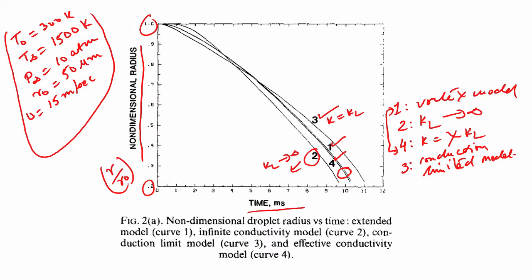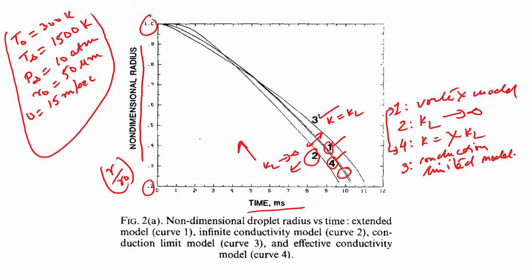So our convection or effective conductivity model has to fall somewhere in between these two limits. That makes physical sense. It cannot be anything else. It has to fall within the two limits, because one is predicting very high thermal conductivity. That means whatever is the temperature on the surface of the droplet, that is the same temperature inside the droplet. That is your infinite thermal conductivity model.